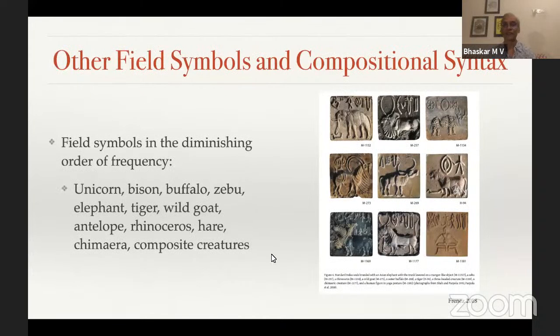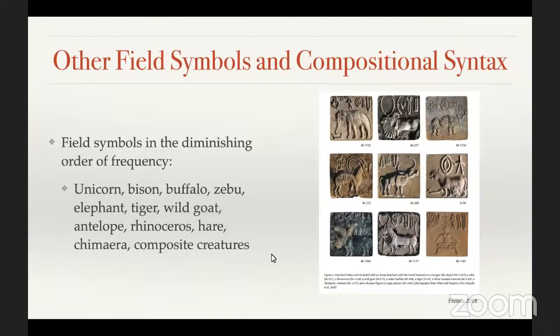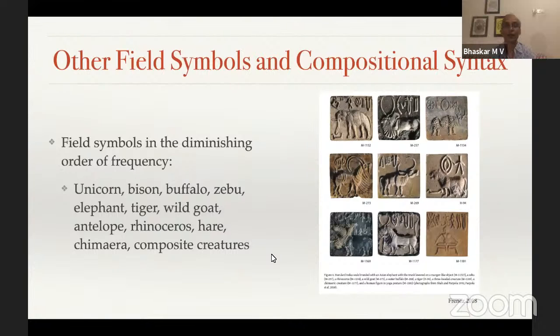Oh, there are other field symbols. You can see this is presented in the diminishing order. The first is unicorn. Not the image, but on the left, the text you read, it's presented in the diminishing order of frequency. The unicorn is the most frequent. Then comes the bison, the buffalo, the zebu, elephant, tiger, wild goat, antelope, rhinoceros, hare, chimera, composite creatures and animals.